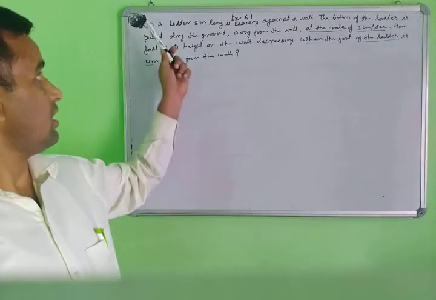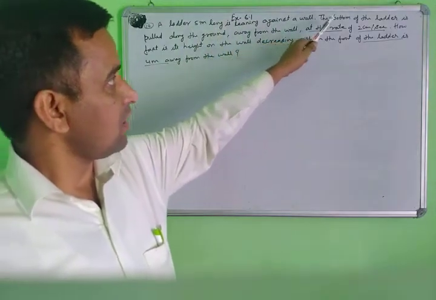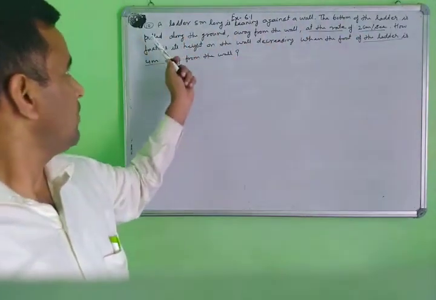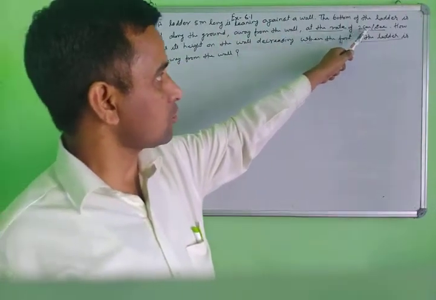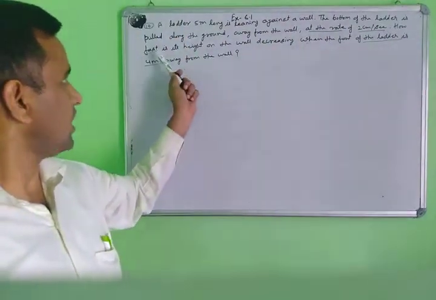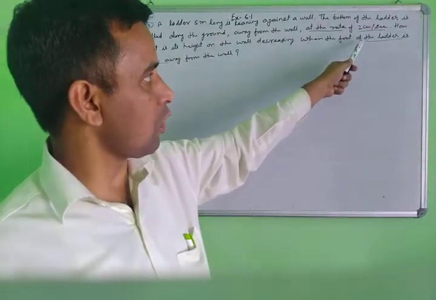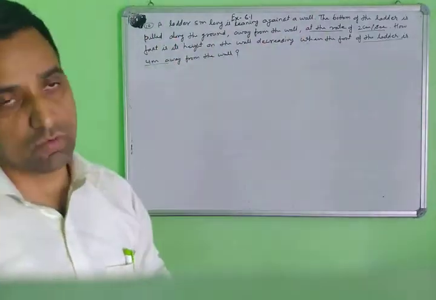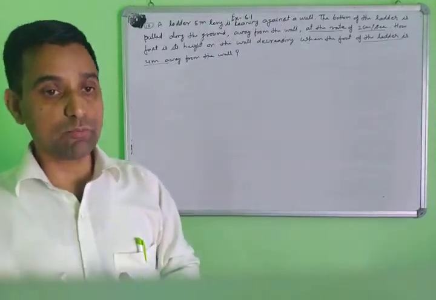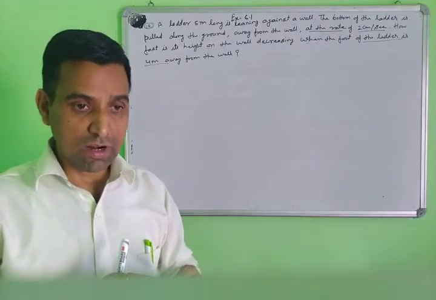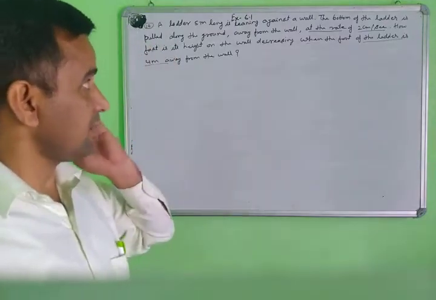Now read the question here. A ladder is 5 meter long, leaning against a wall. The bottom of the ladder is pulled along the ground away from the wall at the rate of 2 meter per second. How fast is its height on the wall decreasing when the foot of the ladder is 4 meter away from the wall? First read the question very carefully, see what things are given and what things you have to find, then discuss the question.